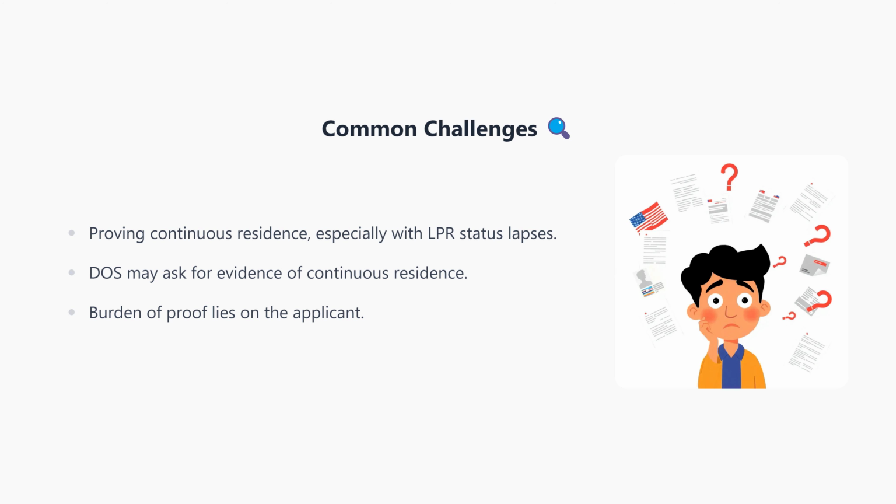A significant challenge faced by applicants is proving continuous residence, particularly if there have been lapses in the child's lawful permanent resident status. The Department of State may require evidence even for periods when the status was inactive. Remember, the burden of proof is on you, the applicant, not on the DOS.